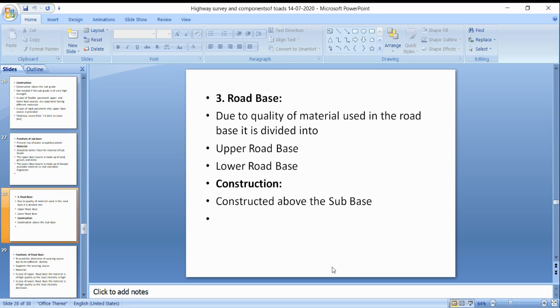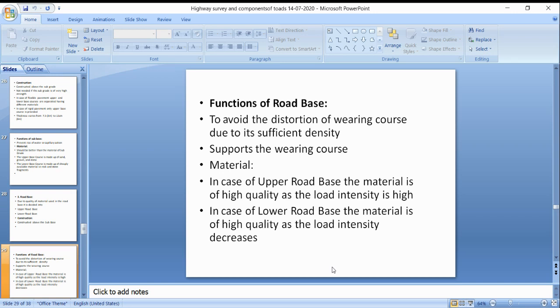So next comes the road base, or base course. Due to the quality of material used in the road base, it is also divided into upper road base and lower road base. It is constructed above the subbase. So what is the main function of that one?